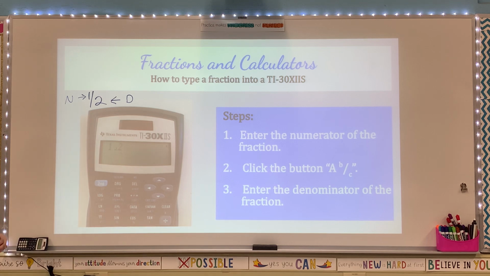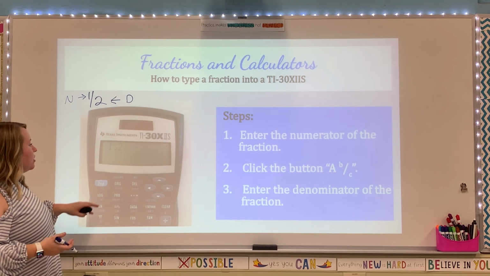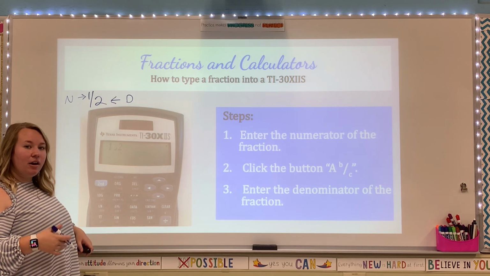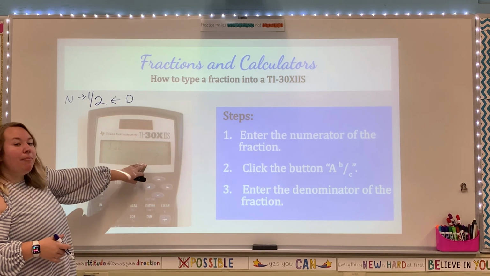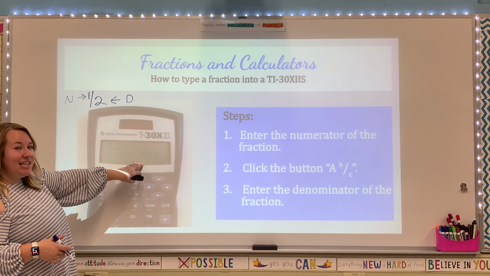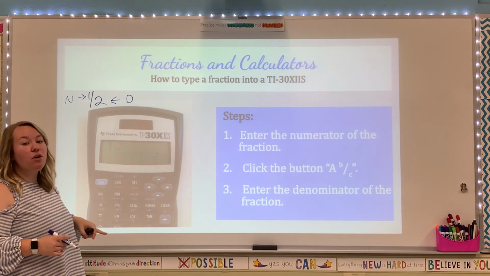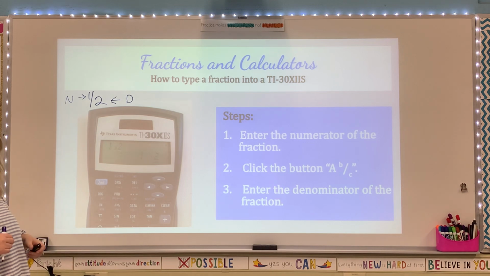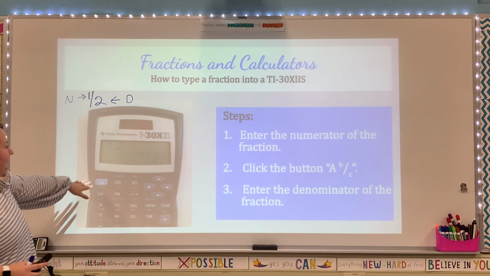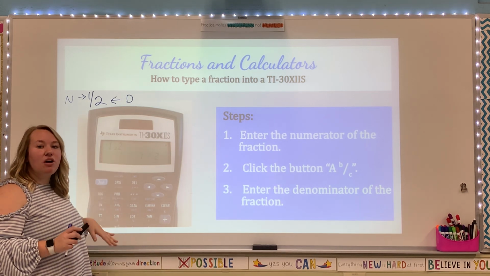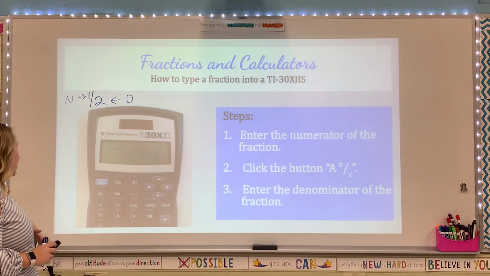Okay? Now, if you're curious if you typed in the fraction correctly, if we click the enter button on our calculator, it'll pop up with the fraction. I know it's hard to see on here, but it does show up as 1/2. So we know that we typed in the fraction correctly. So now we're going to take this and apply it to solving a one-step with fractions.